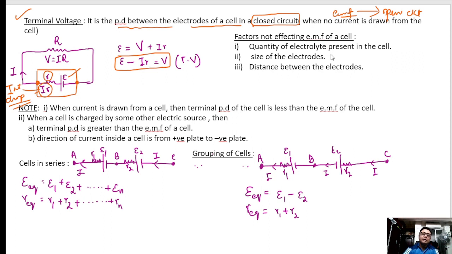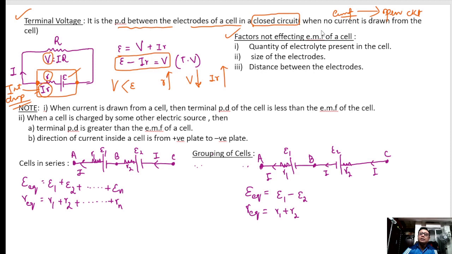Okay. So I can see that the external voltage, which is V, is less than EMF. External voltage V is less than the EMF. So the more the internal resistance, the less will be the external potential difference, and the more will be the internal drop.